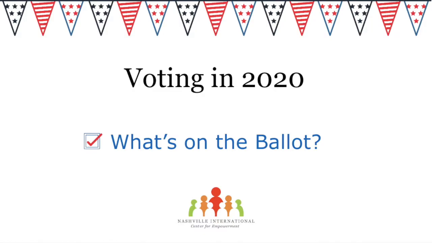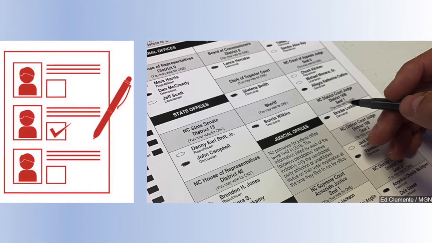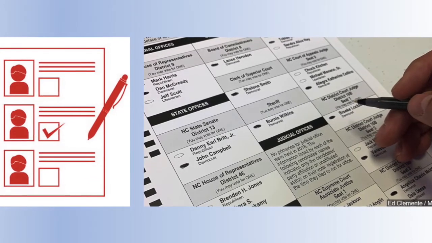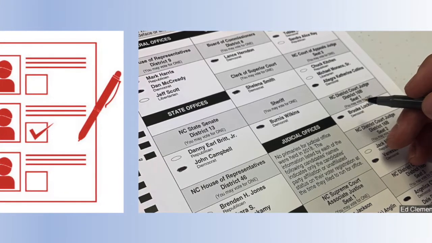Hi everyone. In this video, we're going to talk about what it looks like to actually vote. How do you select who you want and how do you make those decisions? So for this video, we're going to talk about what's on the ballot. Now, your first question might be, well, what is a ballot? The ballot is a list of people who are running for a position in government. You can go through this list and choose who you want to vote for.